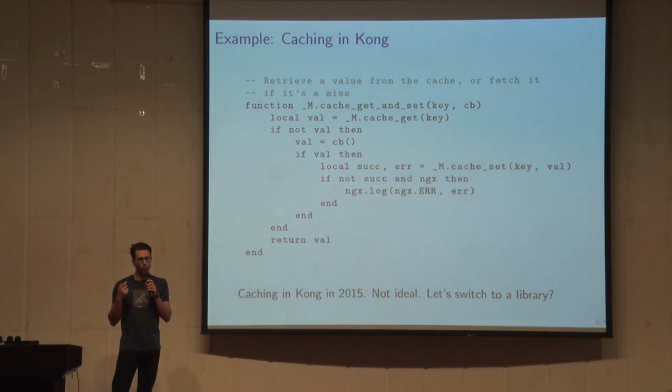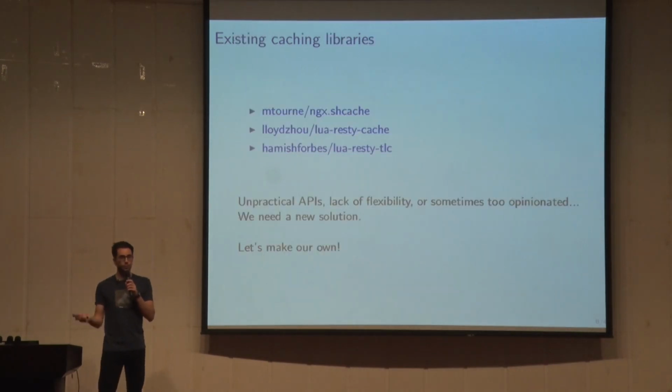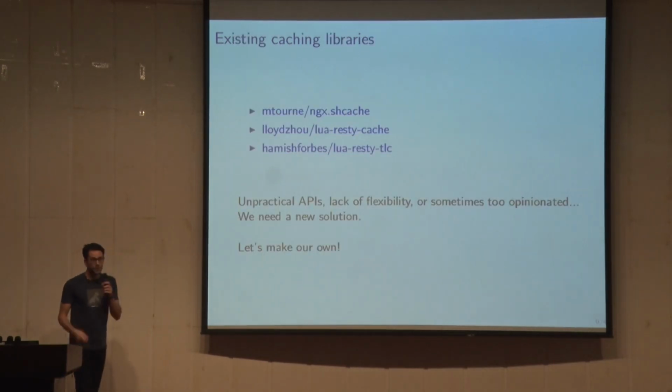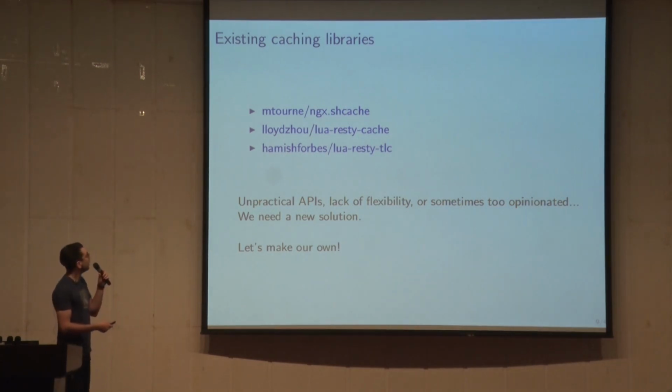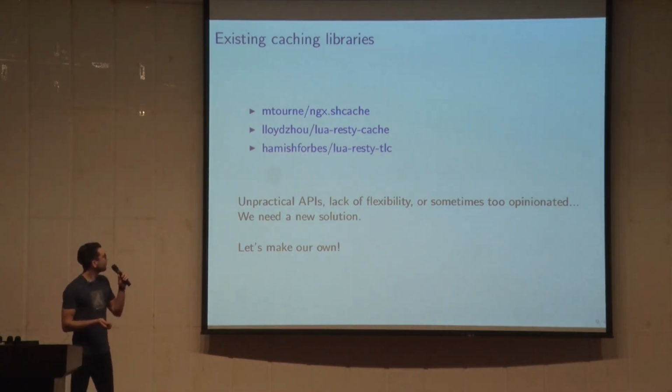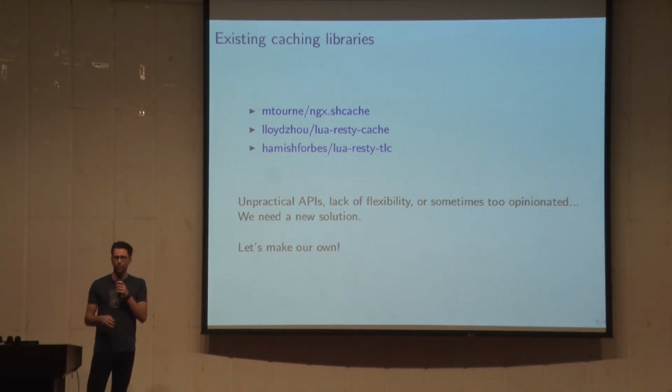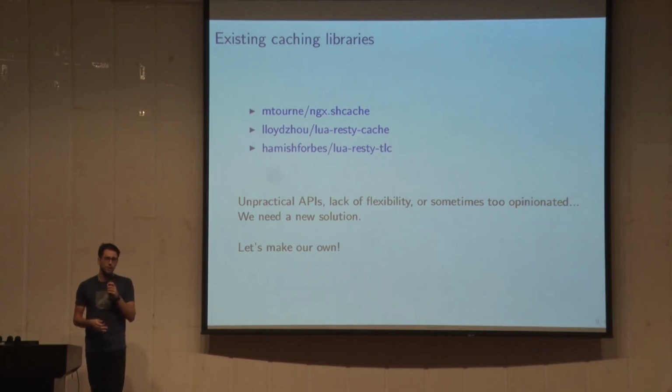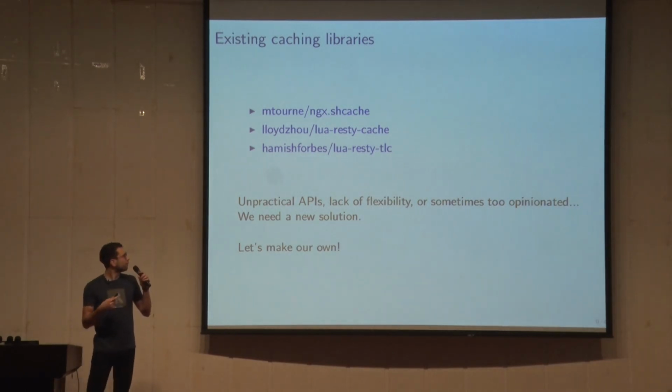So I tried to look for a library. There exist a few other alternative libraries for caching. The problem with most of them is they have a lot of impractical APIs. A lot of them also seem unmaintained. There are a few more than those three. There are other ones, but mostly unmaintained, with a lack of flexibility in the API and the way you could deploy and integrate those libraries in your applications.